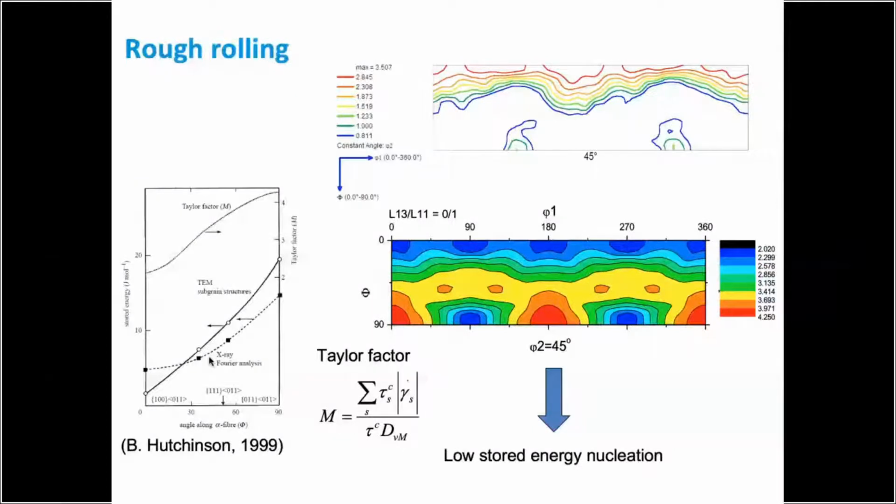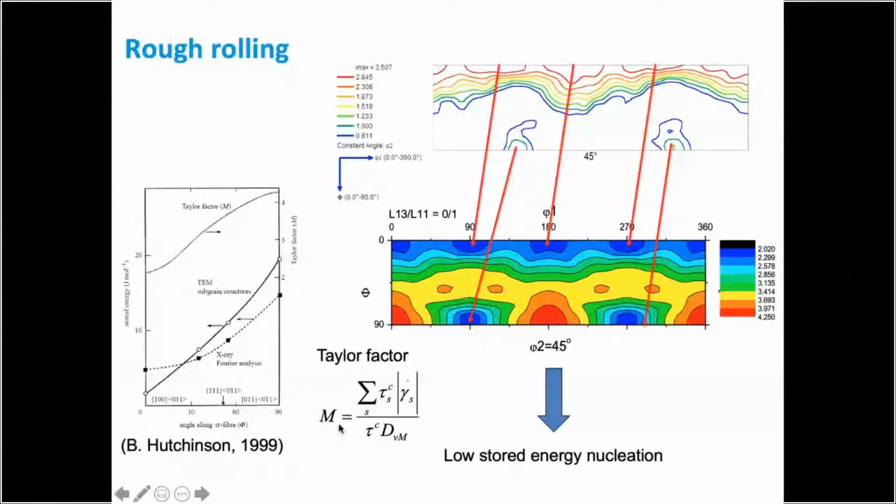So we also try to model these fibers, but I don't have time. So there is something like the Taylor factor. The Taylor factor is an important theoretical quantity. It tells you the energy, the instantaneous power dissipation, in fact. So for each crystal orientation, we can calculate the Taylor factor, and this is a Taylor factor map. This is not a texture, it's a Taylor factor map.